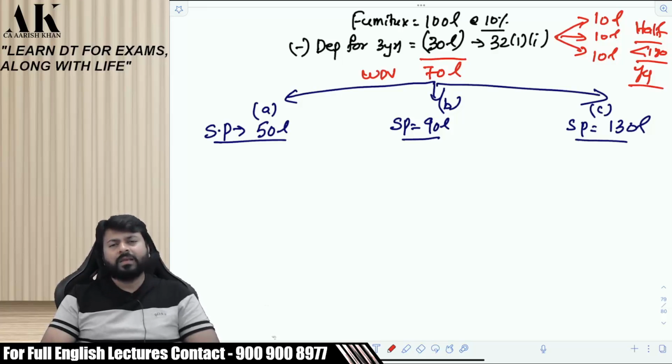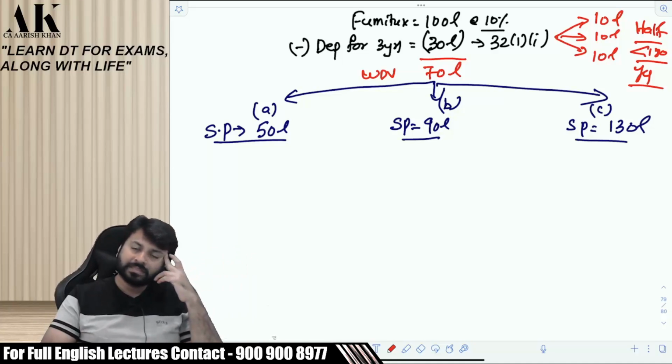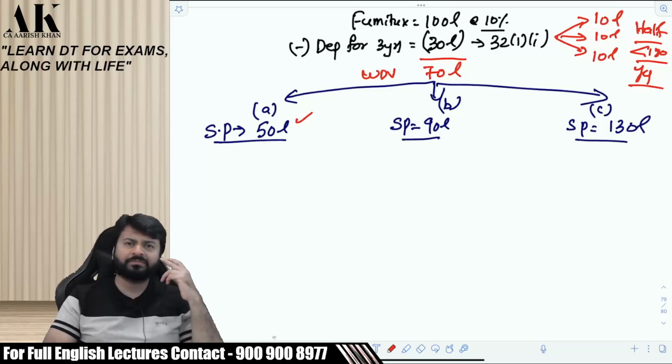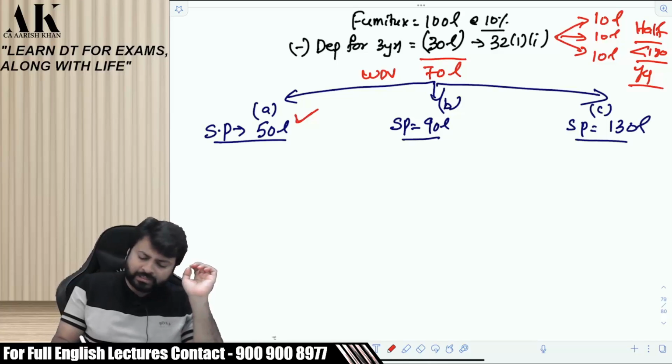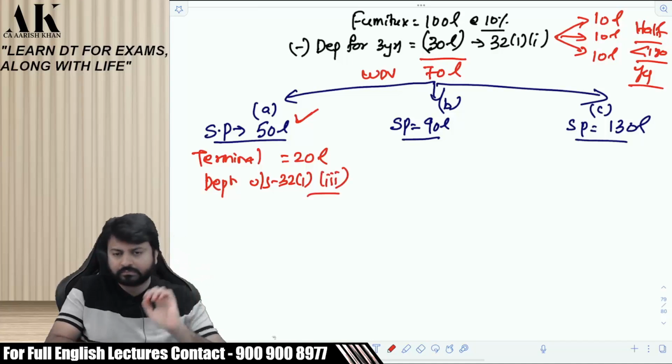So, suppose the WDV of the asset is 70 lakhs, as you can see, but I sold it for 50 lakhs or 90 lakhs or 130 lakhs. Then what will happen? These are three different situations. So listen carefully to my provision. If an asset is sold for less than the WDV, that is case 1. In case 1, I am selling for less than WDV. Then the differential amount, that is 20 lakhs, will be allowed as a deduction, and it will be called terminal depreciation under section 32(1)(iii).